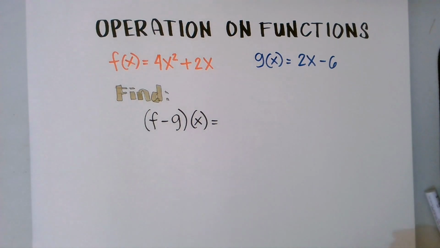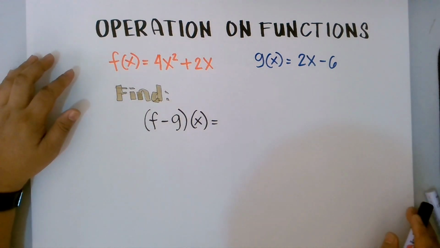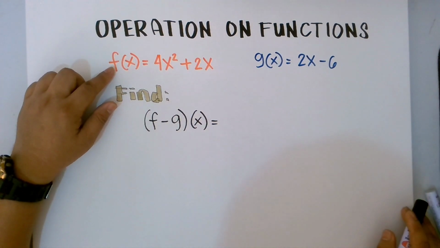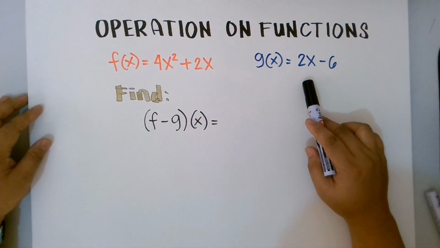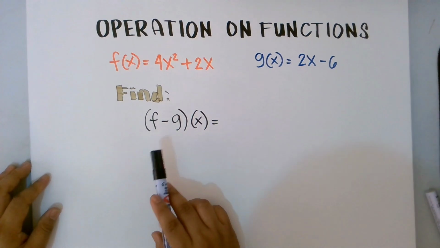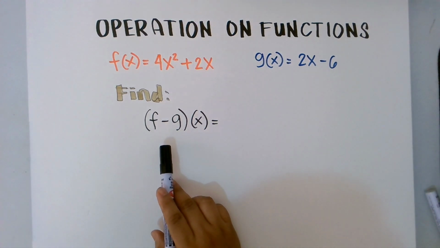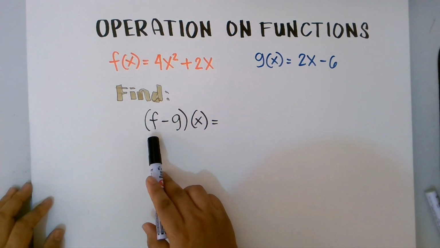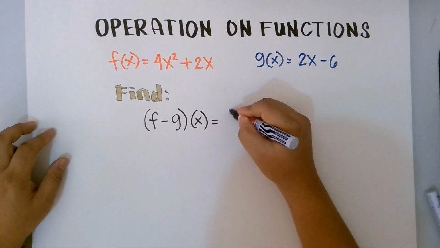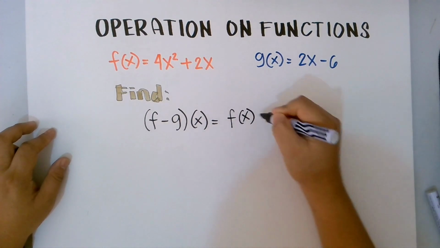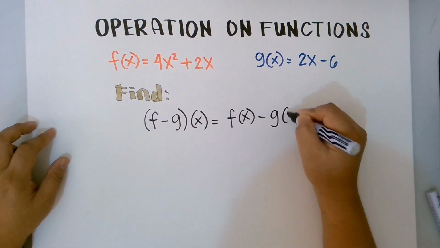So let's go ahead and answer example number 2. And in this example, we have the same given functions, the f of x and the g of x. Okay, so we're going to find the difference of the two functions, the f of x and g of x. So f minus g of x is equal to f of x minus g of x.